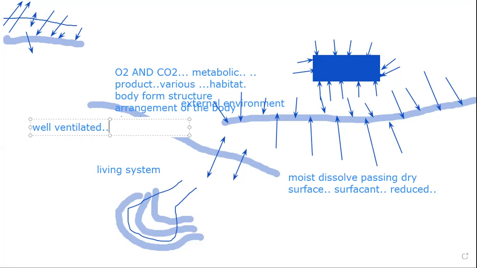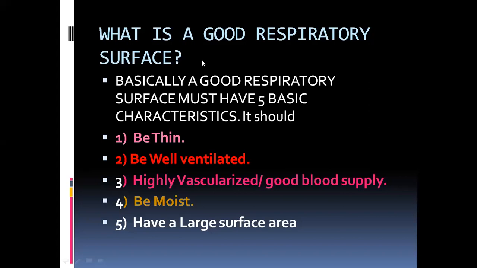Now, this is all for the topic today. Let us see the presentation once more, and then I will be closing the class. What is a good respiratory surface? A good respiratory surface must have 5 basic characteristics. It should be thin. We have already discussed it. It should be well ventilated. It should be highly vascularized, that is, it should have a good supply of blood. It should be moist, and it should have a very, very large surface area.